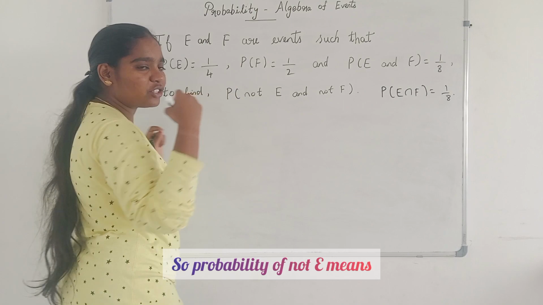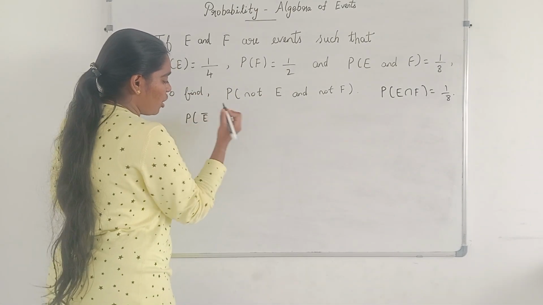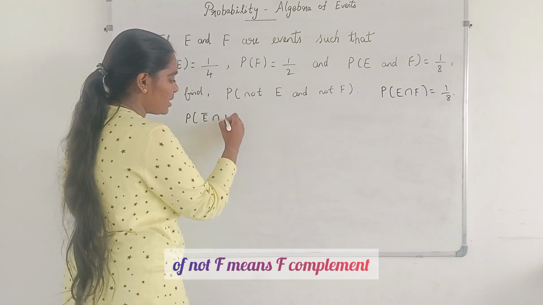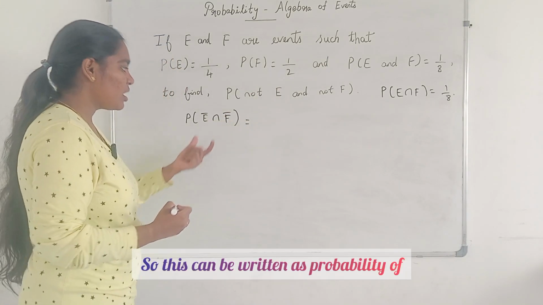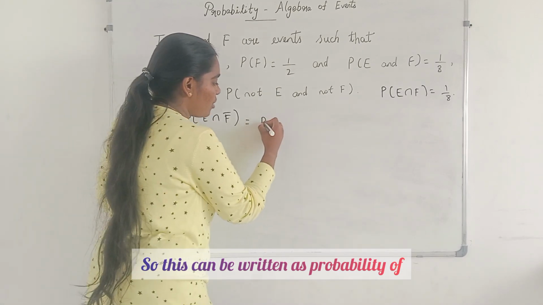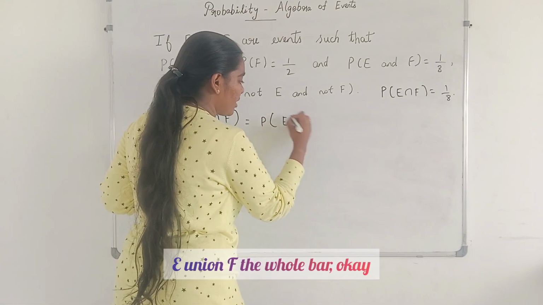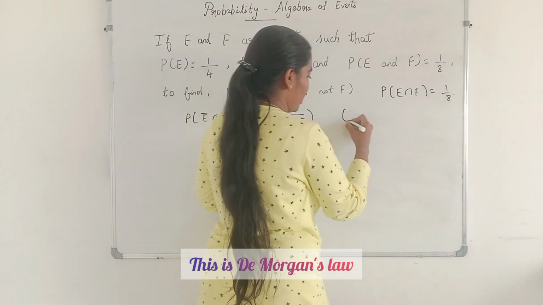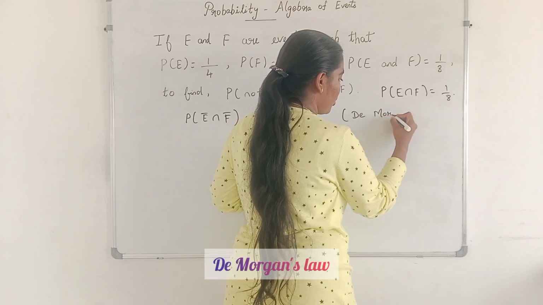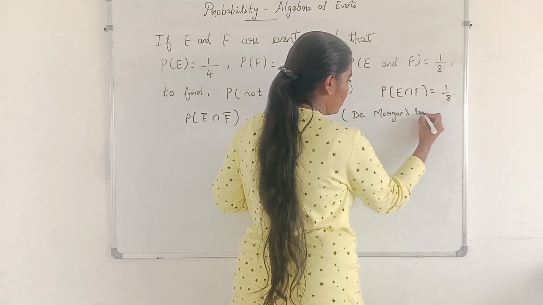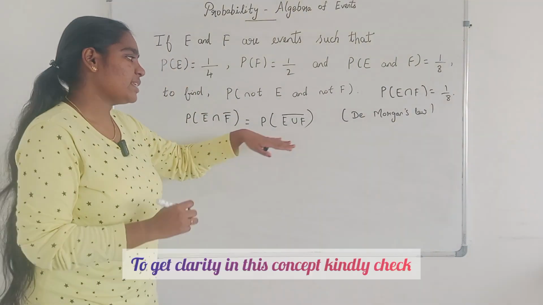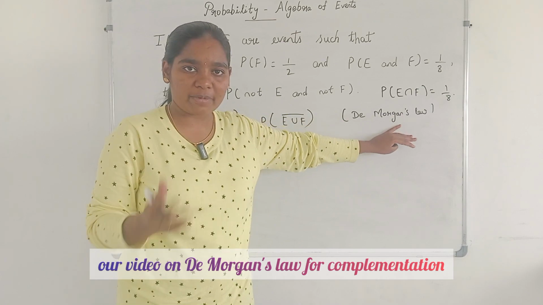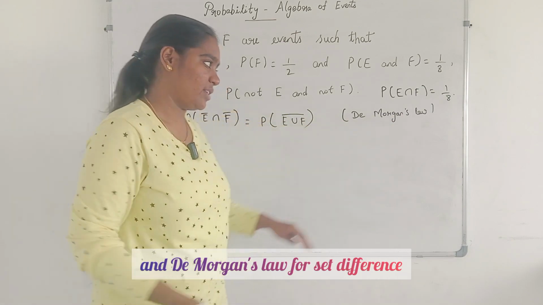So probability of not E means E complement, intersection, probability of not F means F complement. So this can be written as probability of E union F the whole bar. This is De Morgan's law. To get clarity in this concept, kindly check our video on De Morgan's law for complementation and De Morgan's law for set difference.